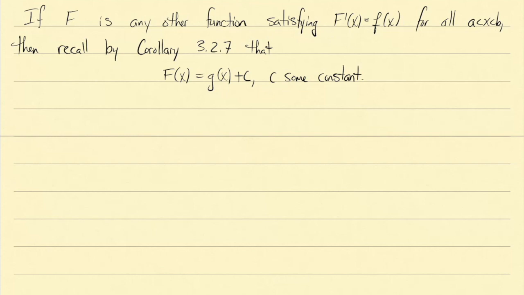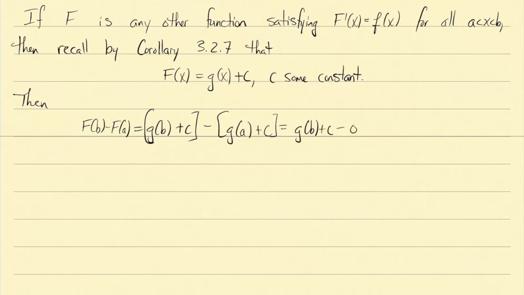So if capital F is some function whose derivative is little f, then g, which we defined above, which was also a function whose derivative is equal to f, those two things have to differ by a constant. So if we plug b into capital F and a into capital F and take the difference, we'll see that we'll get g of b. So we see because these two things differ only by a constant, when we plug b into capital F, we get g of b plus that constant.